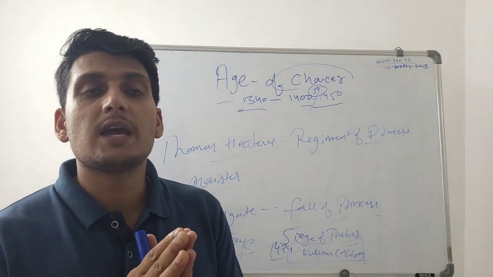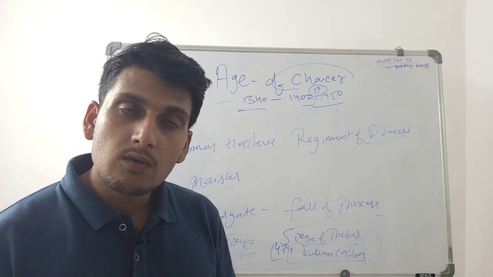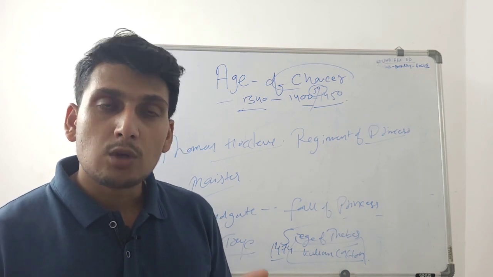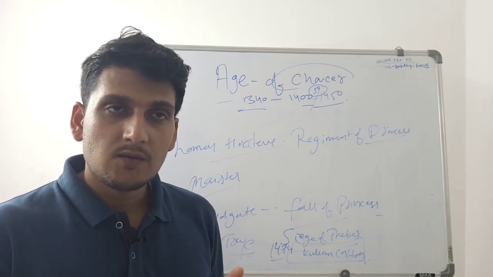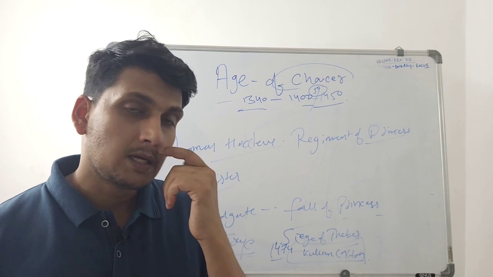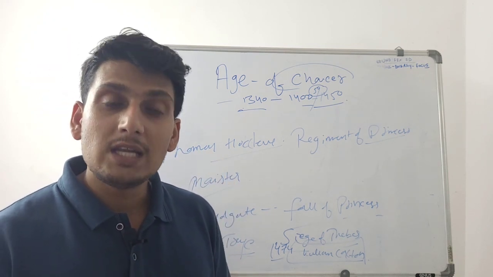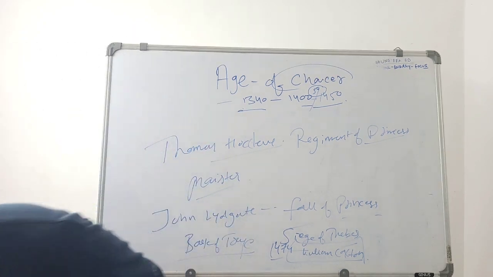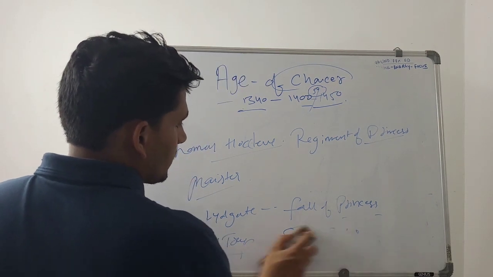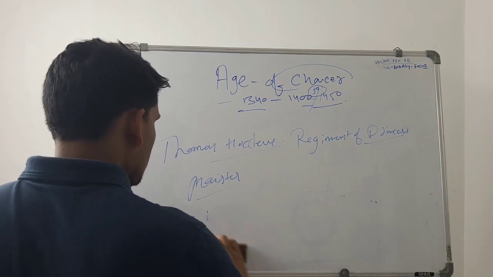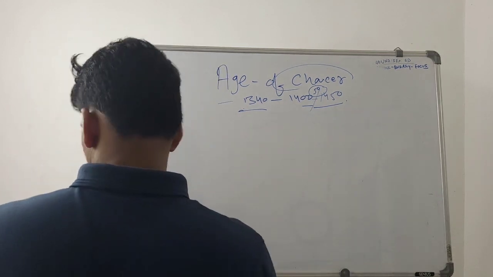How many writers have we discussed here? Chaucer, John Wycliffe, John Gower, William Langland, Thomas Hockleve, John Mandeville. Six writers we discussed here, almost seven writers. One of the main works I missed is the Pearl Poet. How can I miss that work? That is a very significant work of this age. Can't be ignored.